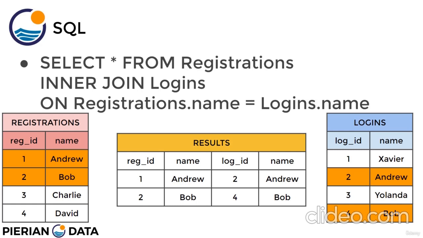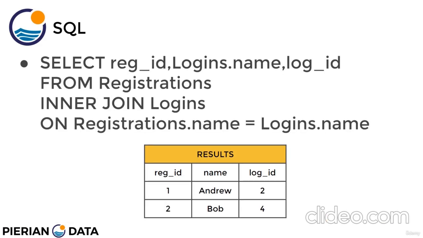Again, an inner join is looking for matches that exist within both tables. And here we're saying select all the columns. Notice, because we said select all the columns, the name column happens to be duplicated or repeated twice because there's both a name in the registrations and a name in the logins. If you wanted to get rid of this duplication, what you can do is actually specify what columns you want. So here I'm saying select registration ID, logins.name, then login ID from registrations, inner join logins on registrations.name equals logins.name.